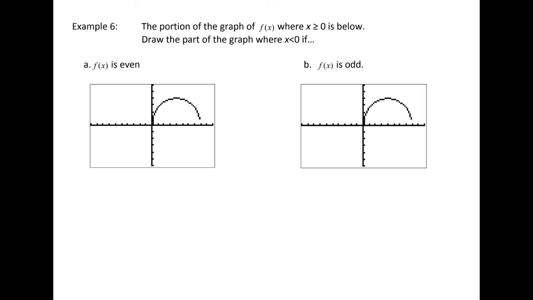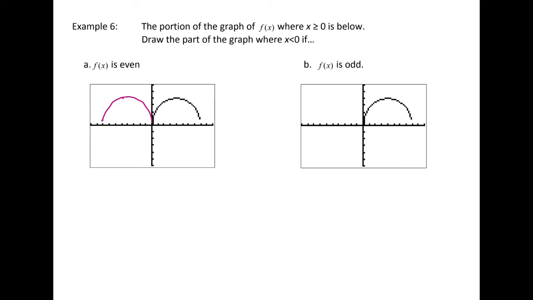Example 6. The portion of the graph of f(x) is given where x is greater than or equal to 0. We want to draw the part of the graph where x is smaller than 0. So part A, if the function f is even, then the graph will be symmetrical around the y-axis. So the graph should end at this point with the maximum height around this point. And now let's connect the pink dots using a semicircle. That's our even function.